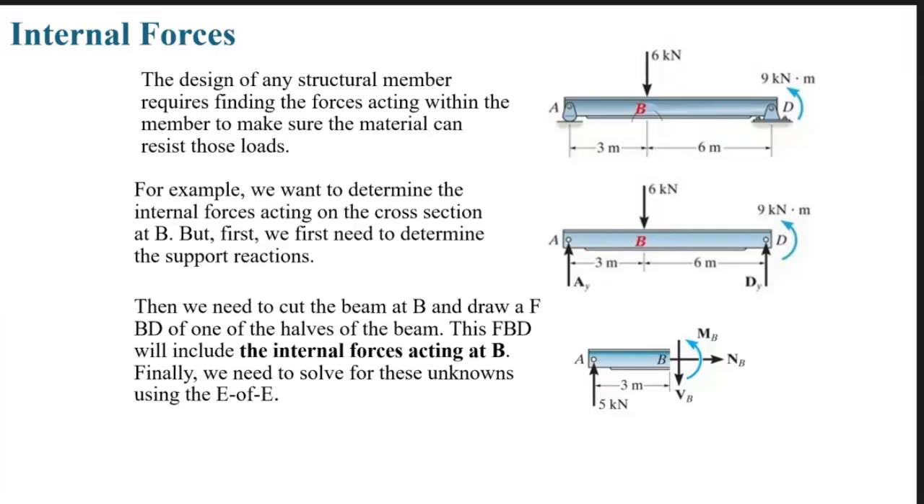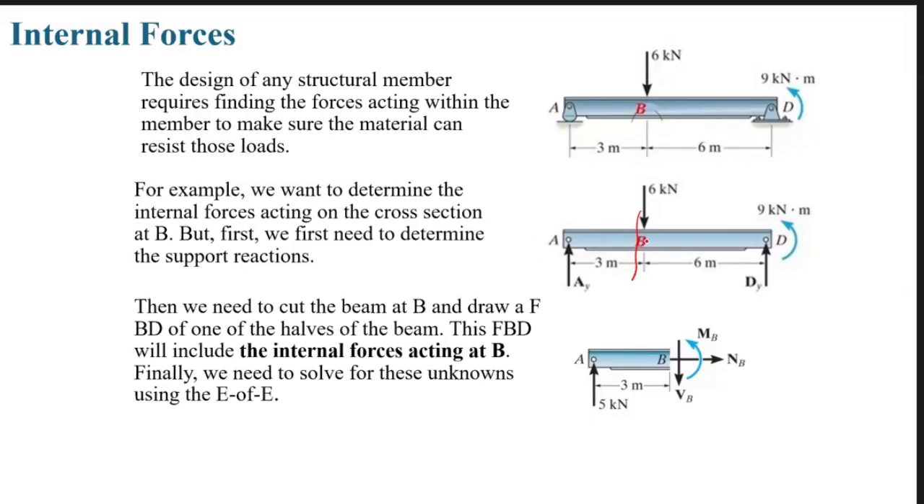The process is this: find the support reactions first. Then make an imaginary cut at B, which means we separate this part from the other part at point B, and draw a free body diagram for one side of the beam. Which side of the beam? Definitely we work with the side that has the minimum external forces. Why? Because writing the equations of equilibrium will be easier for us.